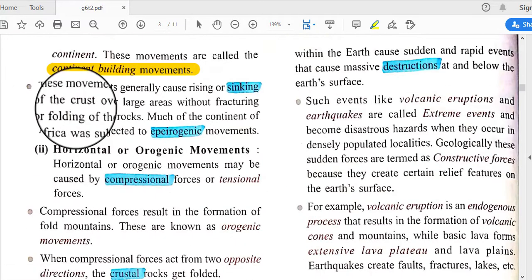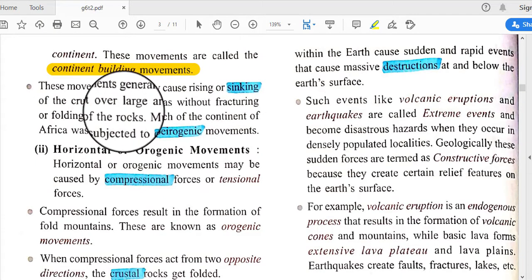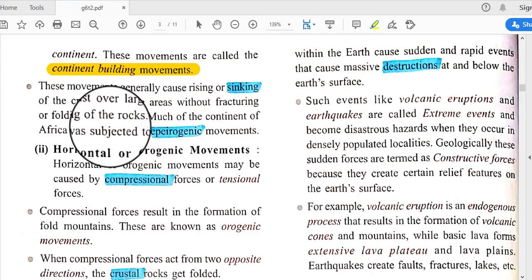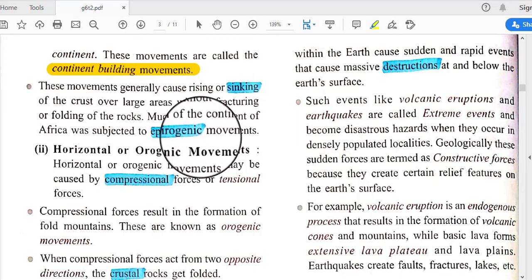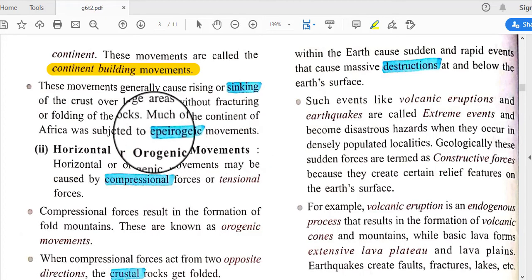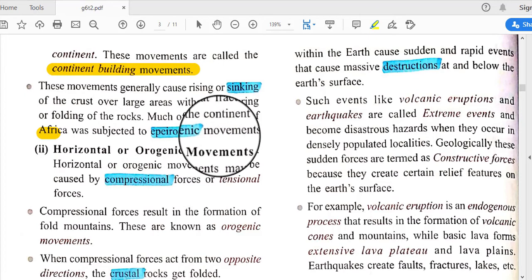Next, these movements generally cause rising or sinking of the crust over large areas without fracturing and folding of the rocks, and much of the continent of Africa was subjected to epeirogenic movement. So various continents like Africa were also created with the help of epeirogenic movement.